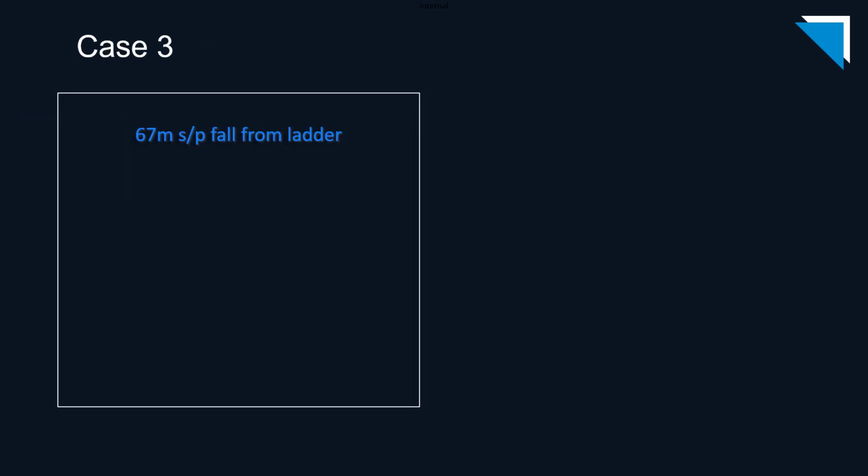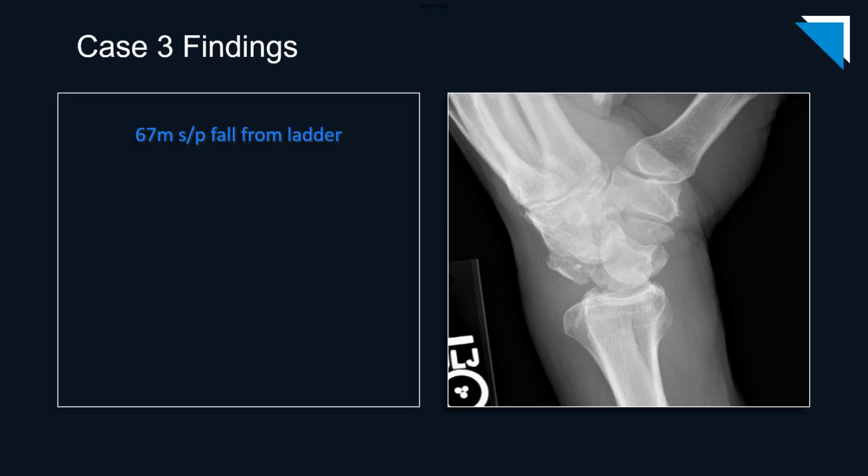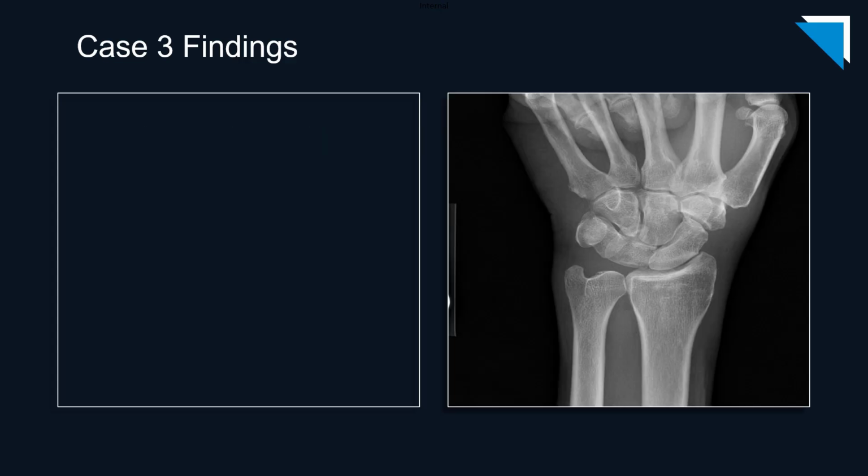Now let's move on to case number 3, a 67-year-old man status post fall from ladder. Lo and behold, we begin again with plain radiographs. Here is a PA view of the wrist, followed by a lateral view of the same wrist. If you were unable to identify the abnormality, I don't blame you. These are challenging cases, but I hope you could at least see that there was malalignment.